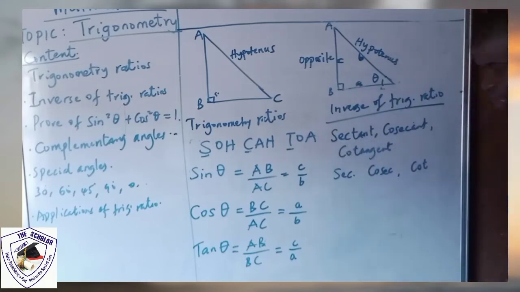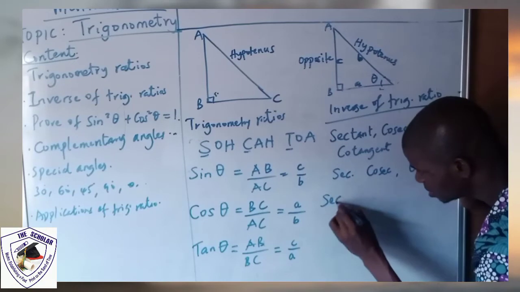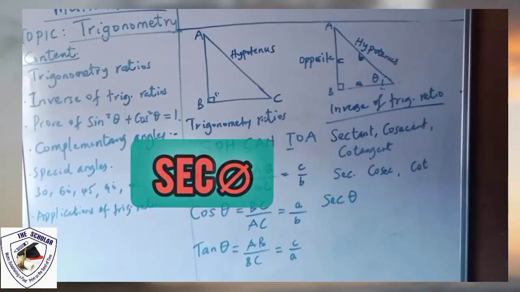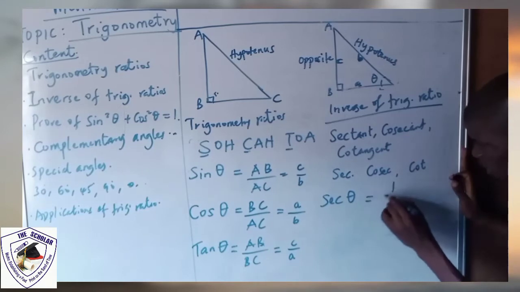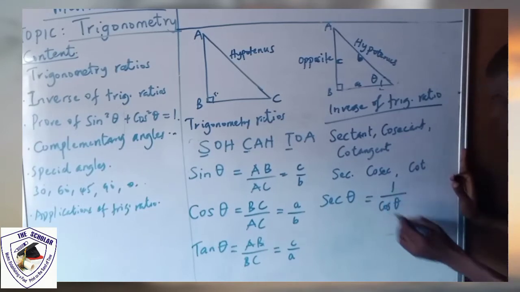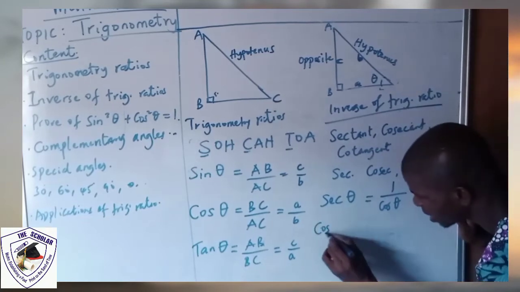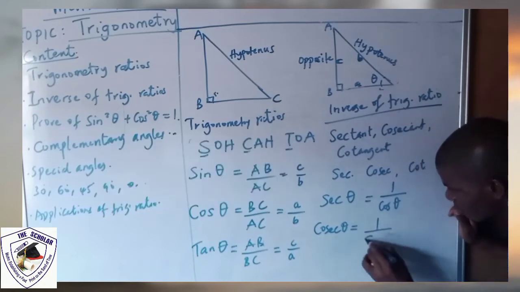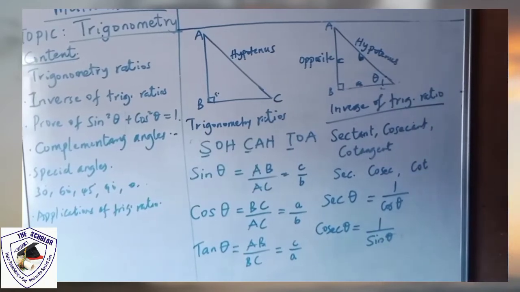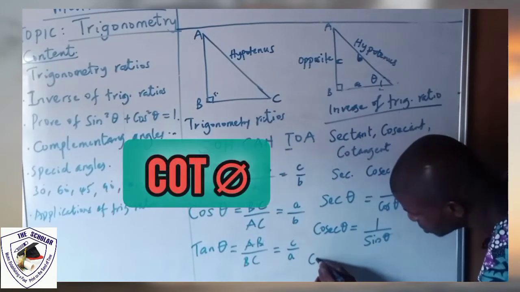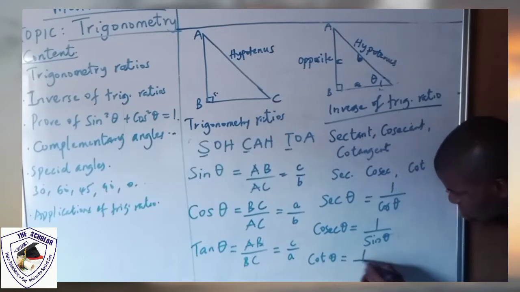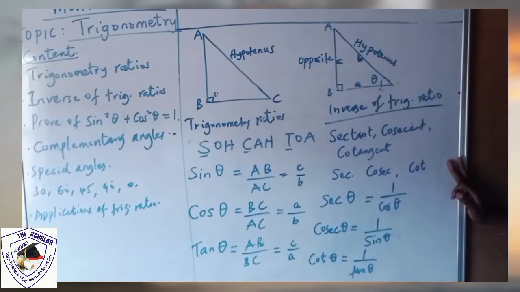Now how do we define the inverse here? Let's take the first one. Sec theta is equal to 1 over cos theta. That is the definition. So it means sec theta is the inverse of cos theta, and vice versa. The second one, cosec theta, is defined as 1 over sine theta. And the last one, cot theta, is equal to 1 over tan theta.